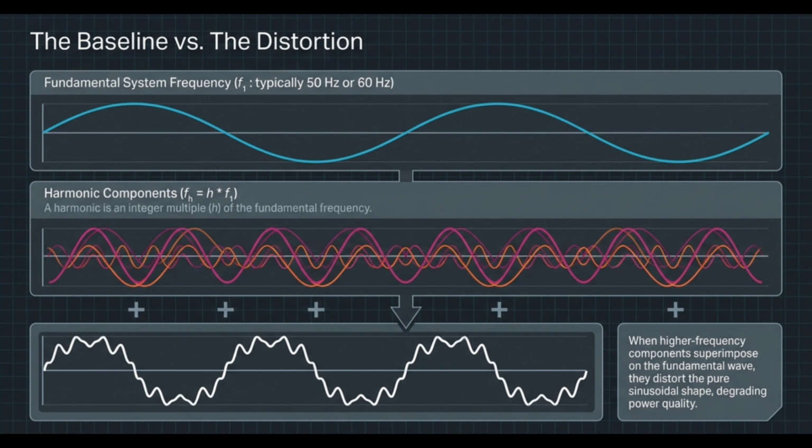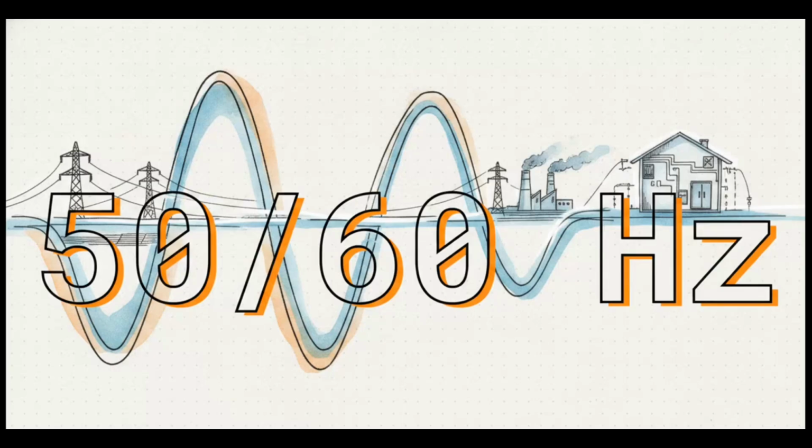So if your fundamental frequency is F1, your Hth harmonic is exactly H times that base. That perfect locked-in synchronization is exactly why they are so incredibly stubborn and hard to filter out of a complex network. For most of us, that fundamental frequency is typically going to be 50 or 60 hertz.